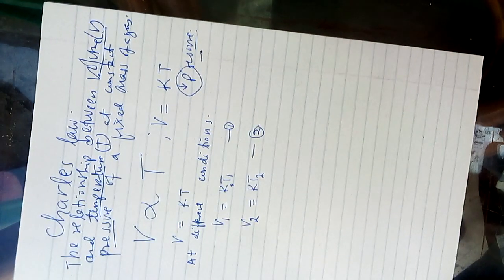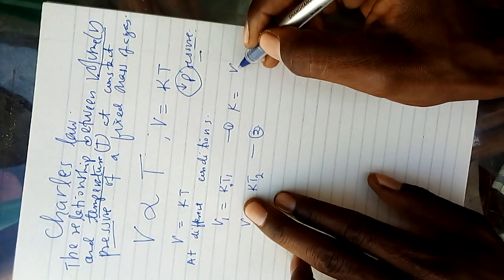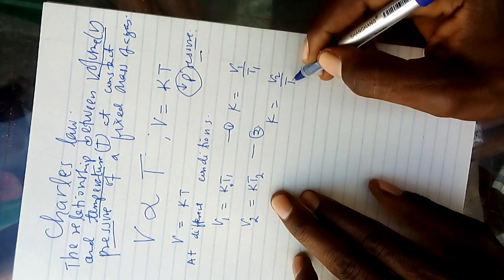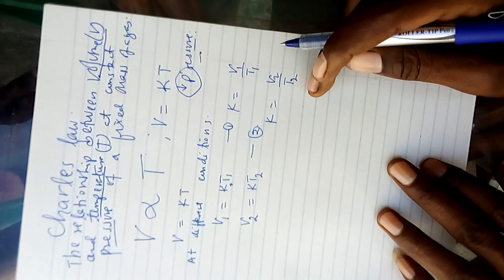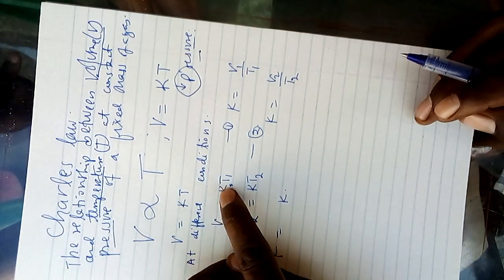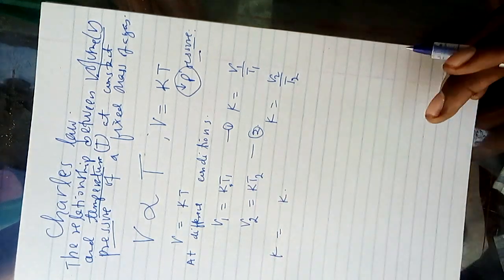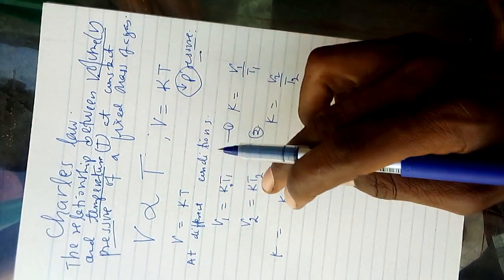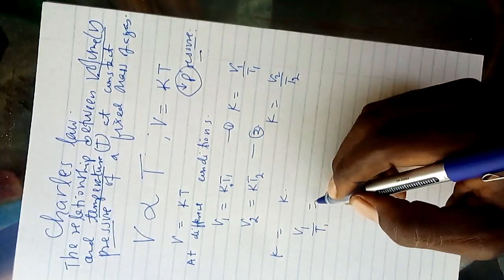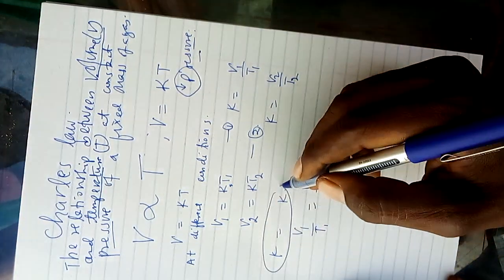Now, dividing these 2 equations is somehow difficult, because here K is equal to V1 over T1 and here K is equal to V2 over T2. These constants are equal. K is the pressure at this condition, which is held constant, so the pressure in the first equation is equal to the pressure in the second equation. That is why V1 over T1 is equal to V2 over T2. This is to say pressure is held constant.